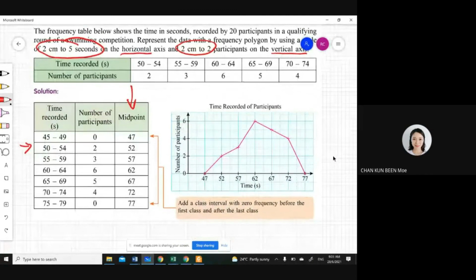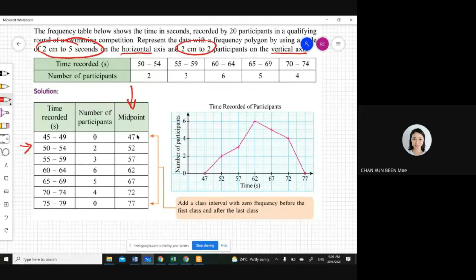Understand. Yeah. So they add a class interval with 0 frequency before the first class and after the last class. So you have to add 2 class intervals before and after with the frequency of 0 so that you can get the midpoint of it. Okay, so that is how to draw a frequency polygon.